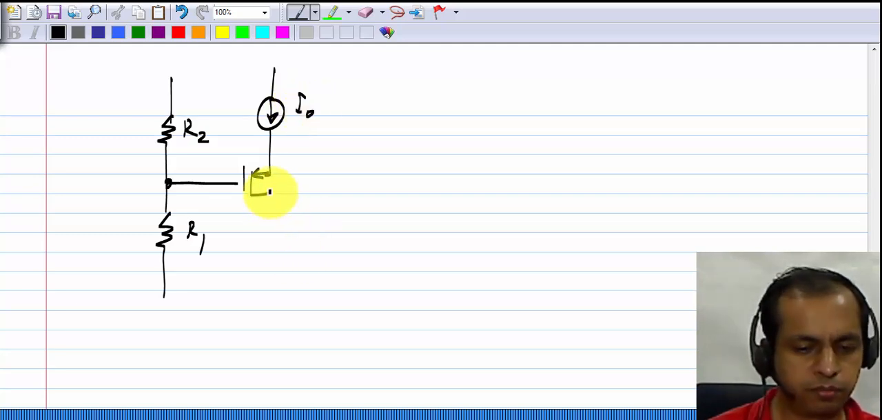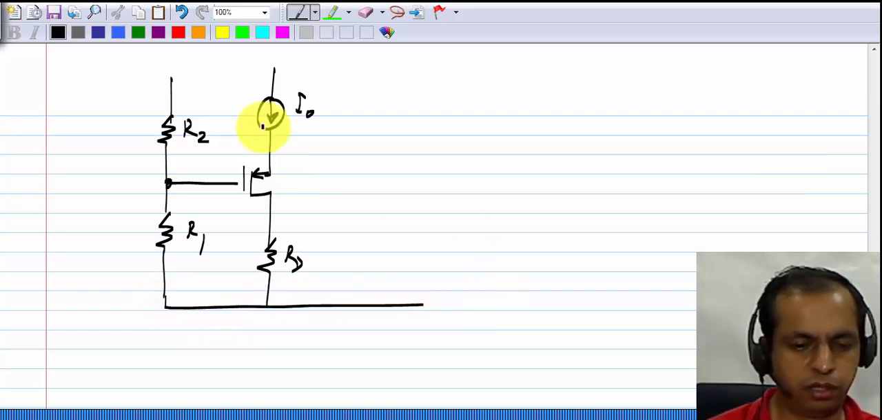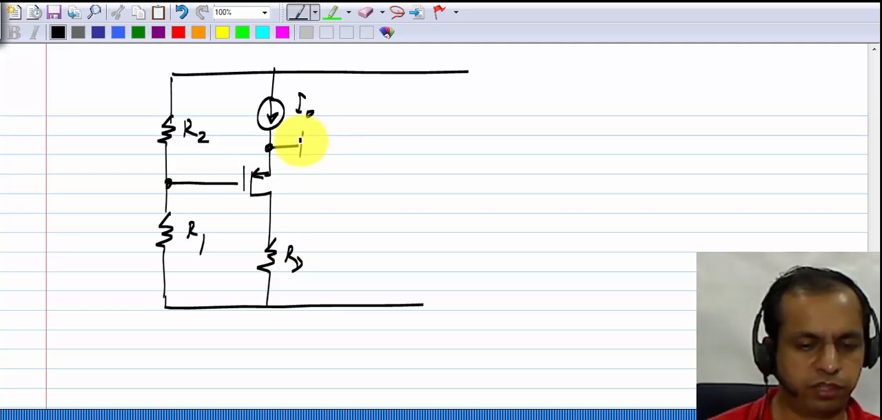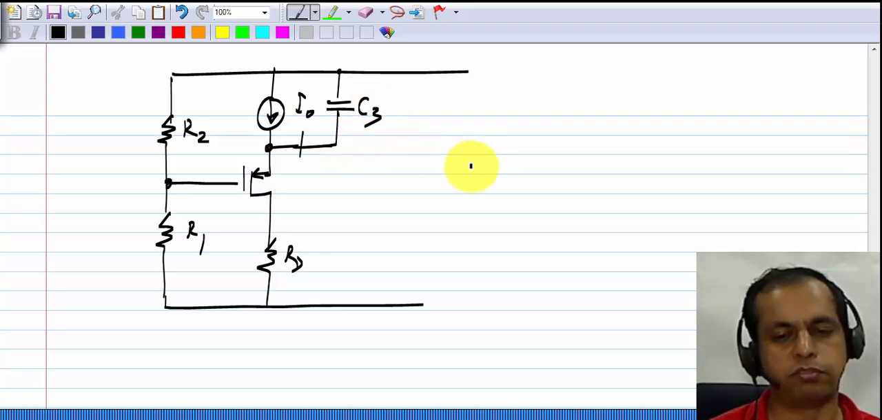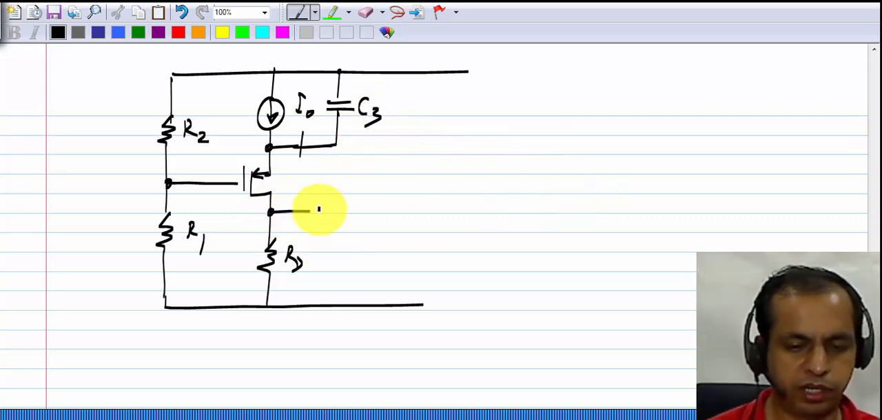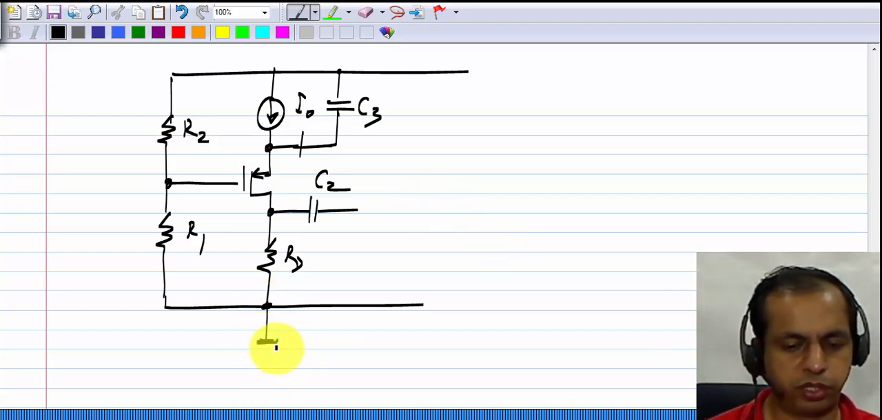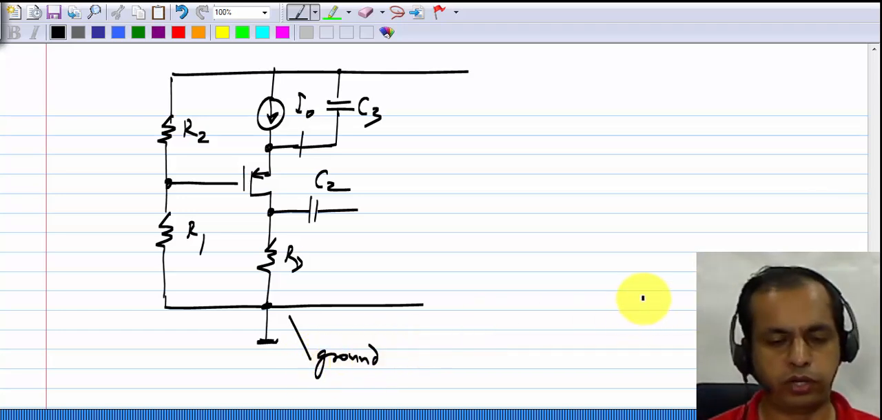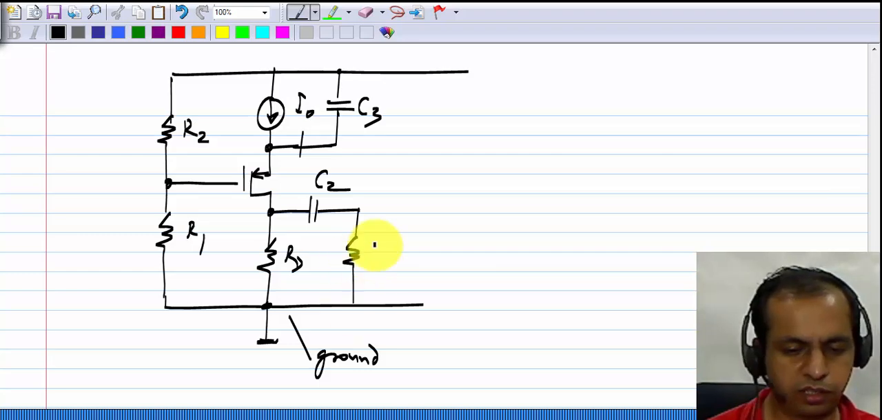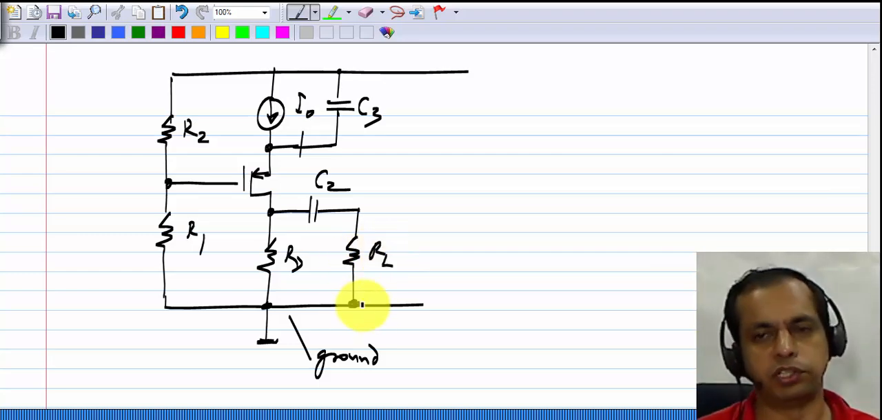That's I0. We have RD going to the bottom rail. The upper rail is this. And we have a capacitor C3 which shorts out this I0 for signal frequencies. And here we AC couple the load with C2. And now this is our common reference point. Okay. So this is the ground of the circuit. Okay. So I connect RL to whatever the ground is.